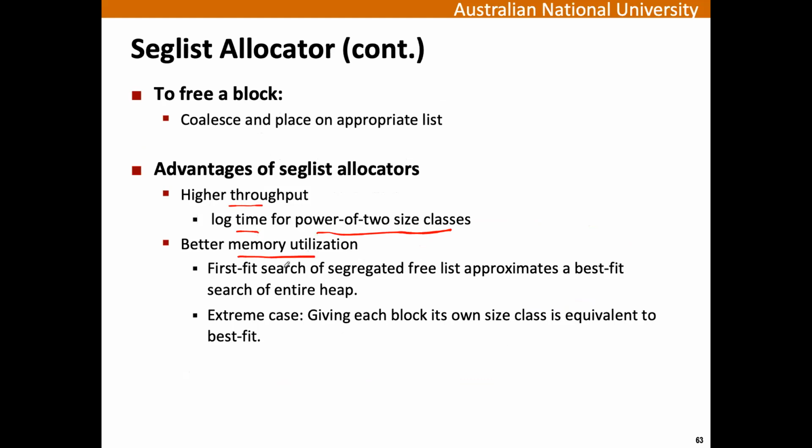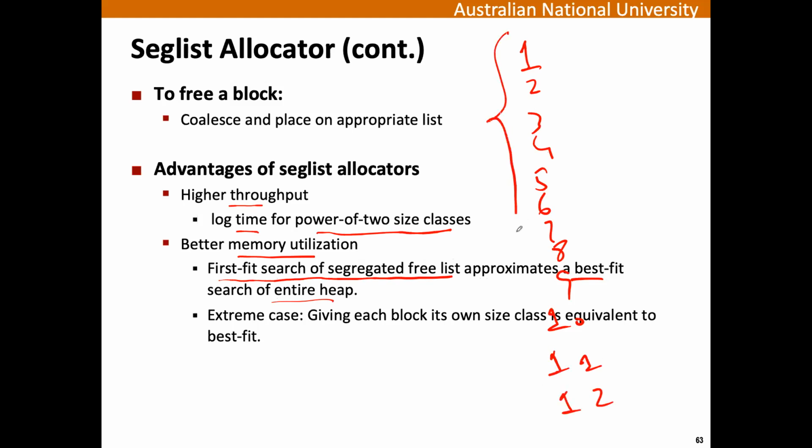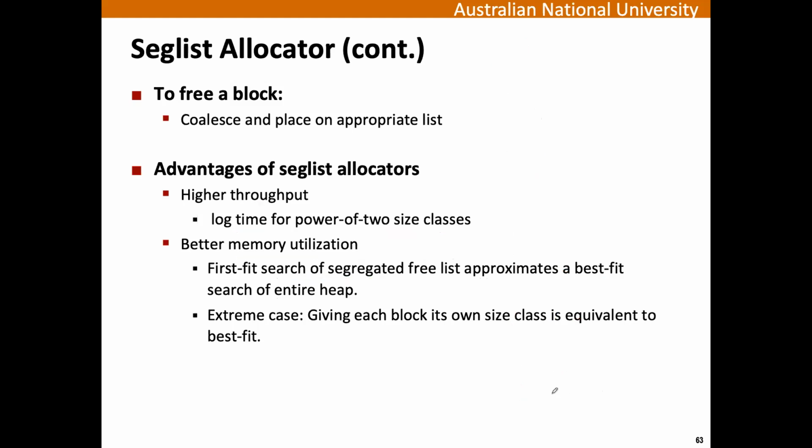Better memory utilization. Here's the interesting thing. First fit search of a segregated free list approximates a best fit search of the entire heap. So in the extreme case, if you have a size class for every possible request in the world, which is not really possible, but just do a thought experiment: if you have one free list for every single size class, that is a best fit policy, right? This is the best fit policy. Now we try to approximate that, but we cannot really achieve 100% best fit. And segregated free list takes us very close to best fit policy.